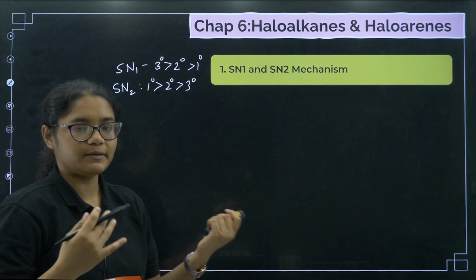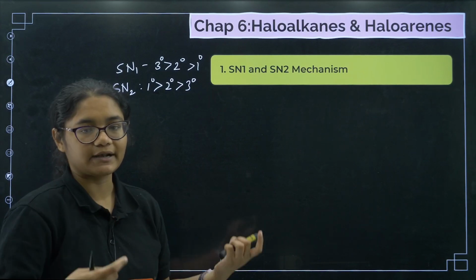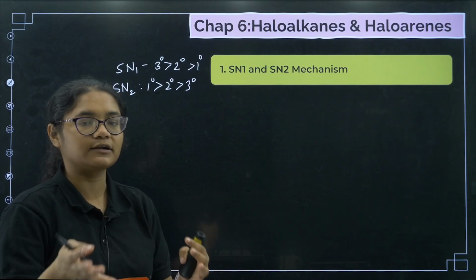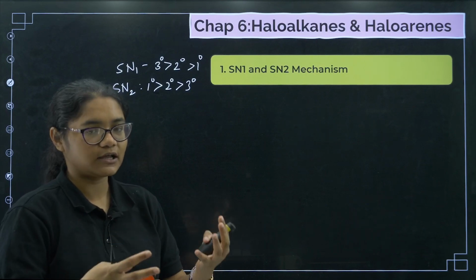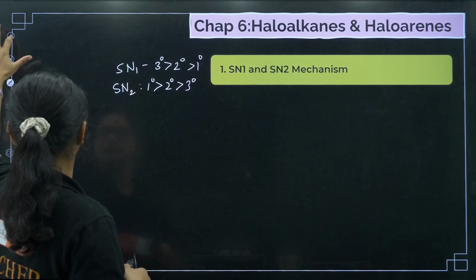So here compounds may be given, like there will be a reaction, 3 compounds will be given, and which will react faster through SN2, which one will react faster through SN1. So ordering type of questions can also be asked from here. So mechanism is super important.